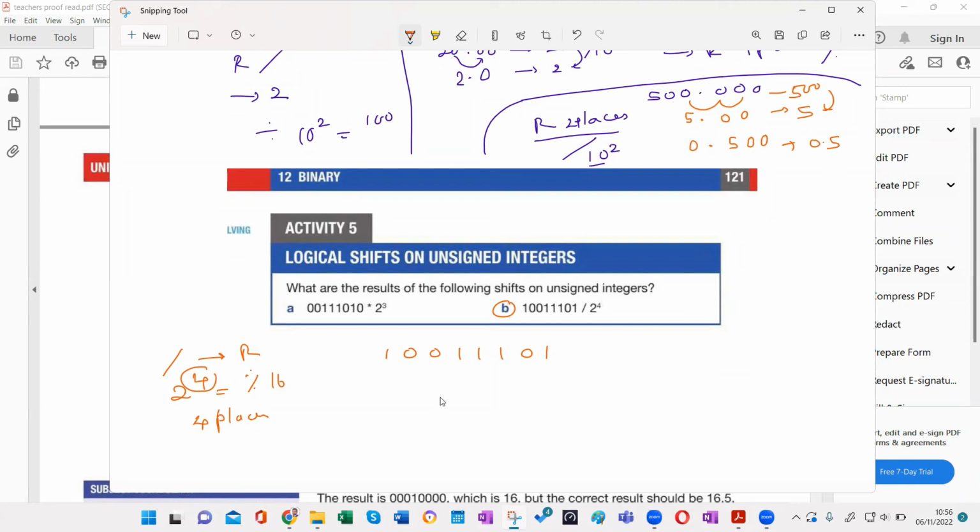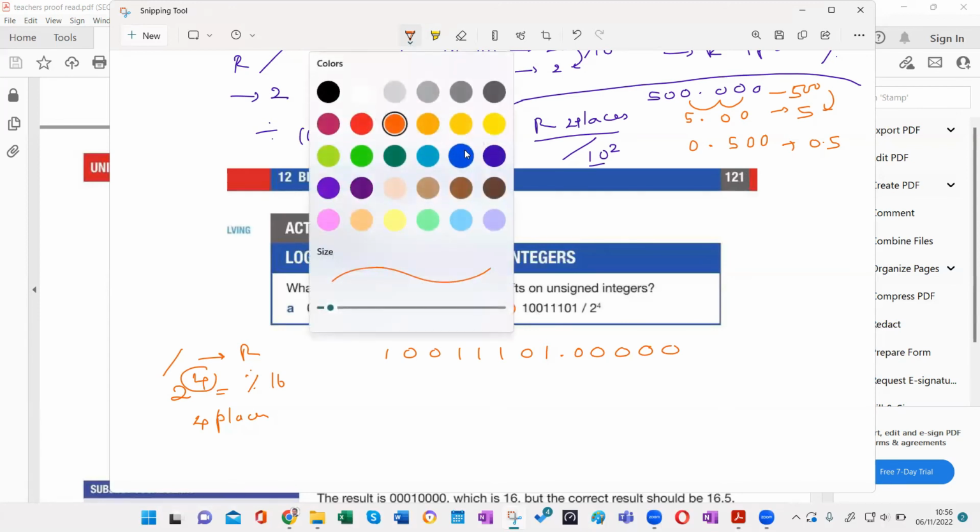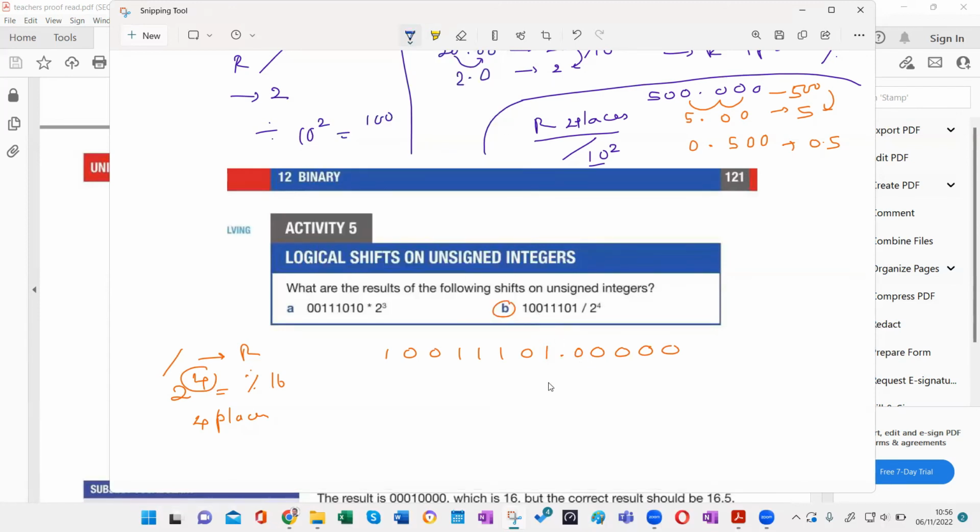Okay, so do a bit of analysis like that before you start. And then here we need to have the point, the fraction, and then put some zeros, because this 1 is going to be moved to the right from the point. So 4 places to the right. This will go from here, 1 place, 2, 3, 4. So that one is going to be right here.